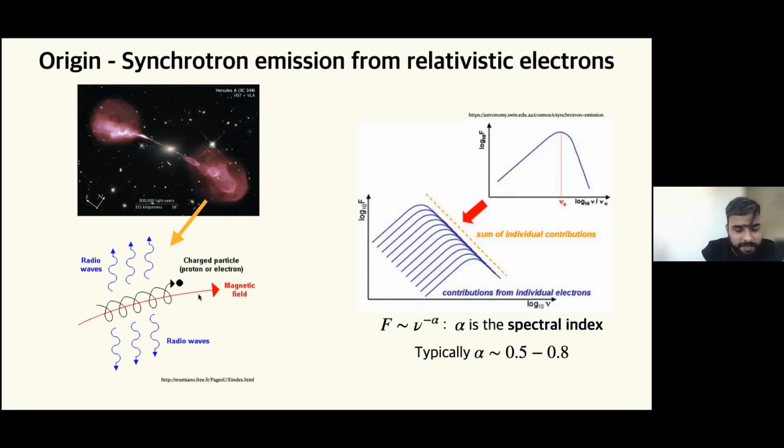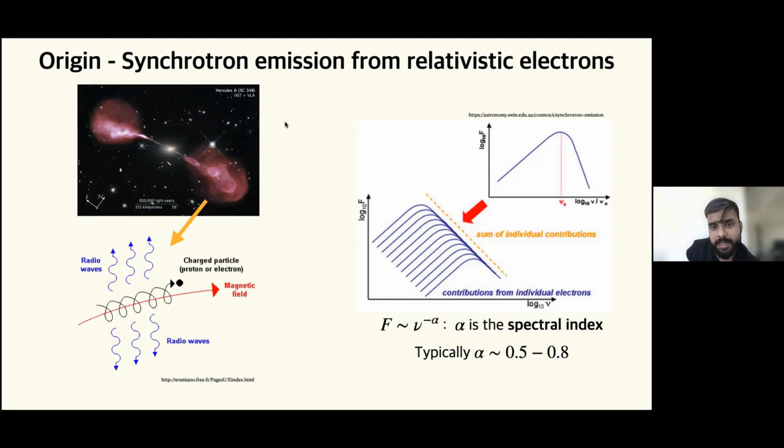So this cartoon tries to show the electron, the magnetic field around which the electron is moving, and the radio waves that come out. In the galaxy that I showed you, Hercules A, these structures in magenta and pink, the dominant source of emission is synchrotron emission, from relativistic electrons moving in the magnetic field. At this distance they are sub-relativistic, but still fast enough to make synchrotron emission.